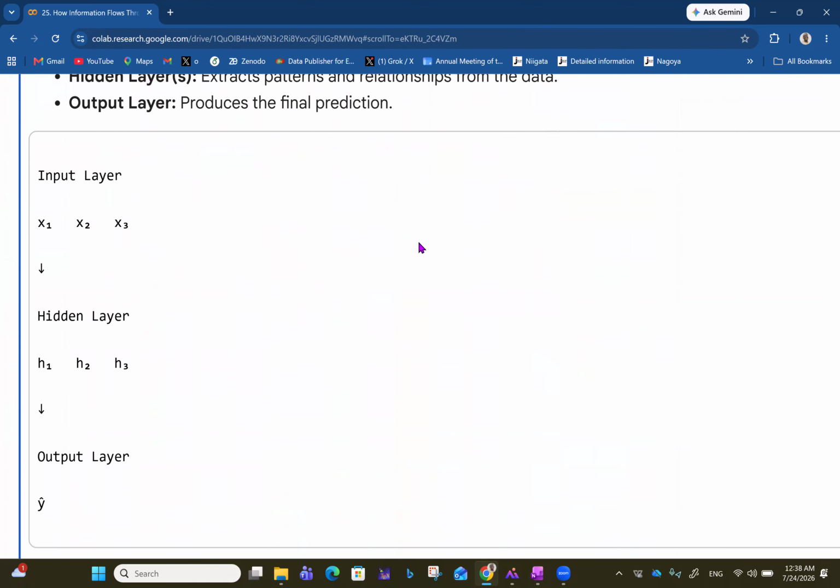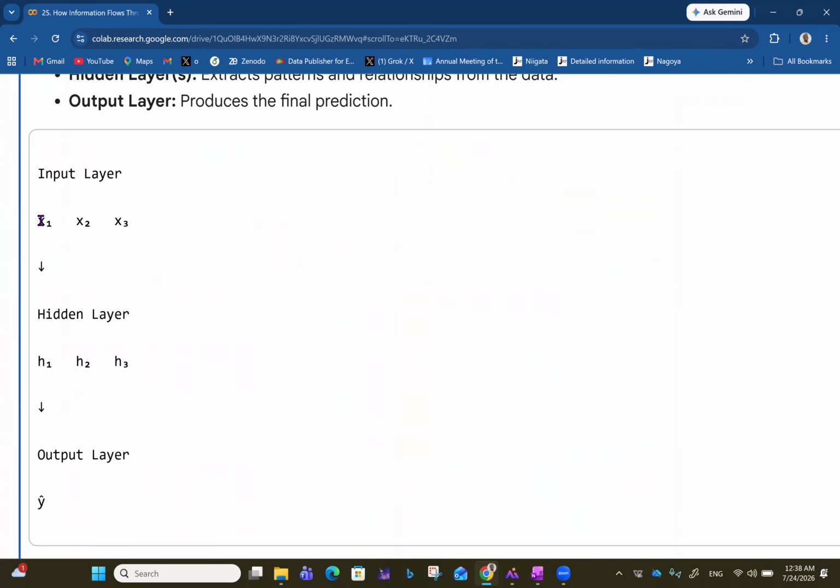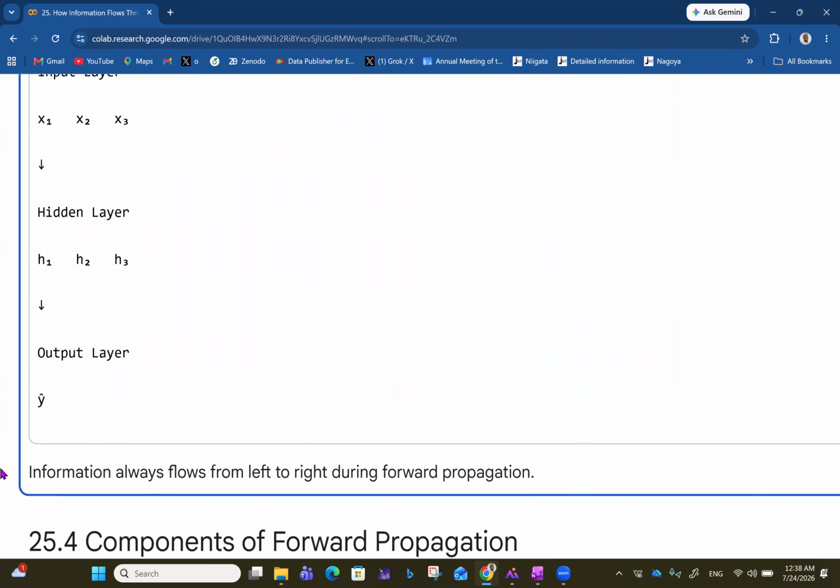Imagine you have an input layer, X1, X2, X3, and then the hidden layers where all the transformations happen, with H1, H2, H3. And finally, you get the output layer, which gives you the prediction at that phase. Information always flows from left to right during forward propagation.